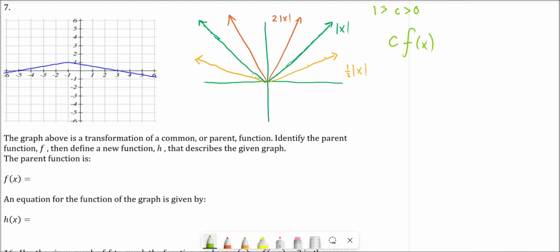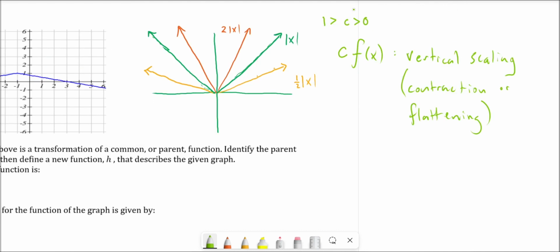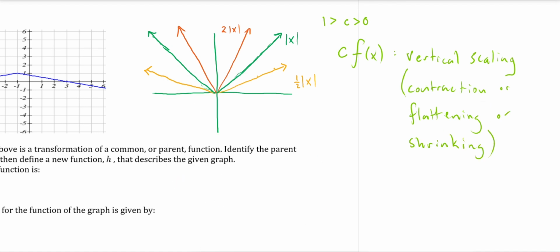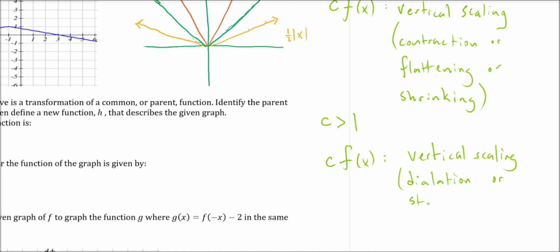One where c is between 0 and 1. In the case that c is small, it shrinks the y values, and we have what is called vertical scaling by contraction, or flattening, or shrinking. On the other hand, if the c that we are multiplying our y values by is a large one, that is to say, if it is larger than 1, then multiplying by c on the outside is still vertical scaling, but now we would call it dilation, or steepening, or stretching.